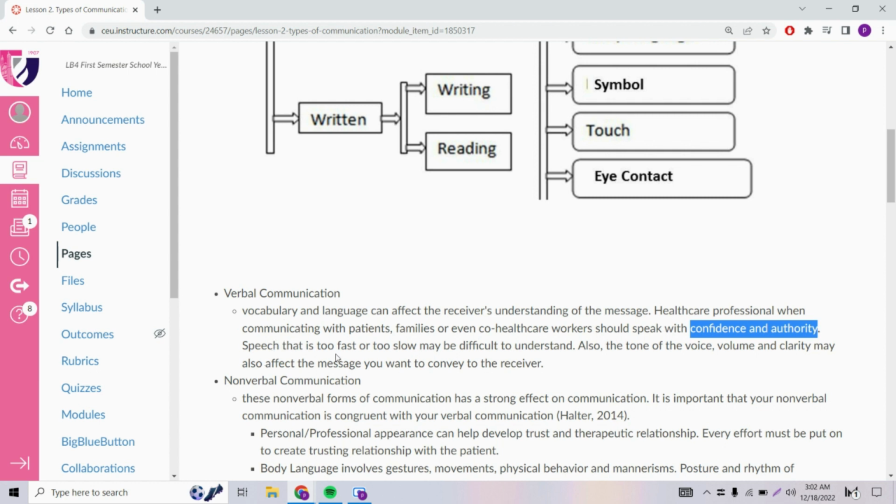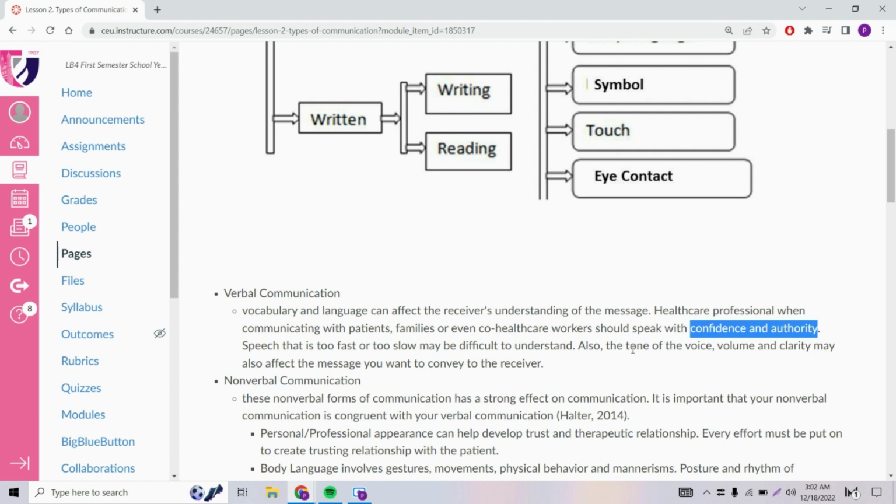Now, speech class that is too fast or too slow may be difficult to understand. Tayong mga medtech class, we tend to speak fast kasi sanay tayo nag-overload ng data. That's why minsan if you notice sa recordings ko, ang bilis ko magsalita. But I do try to slow down once in a while.